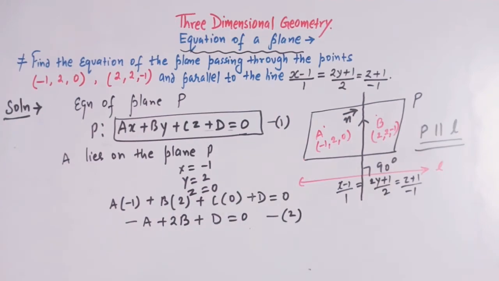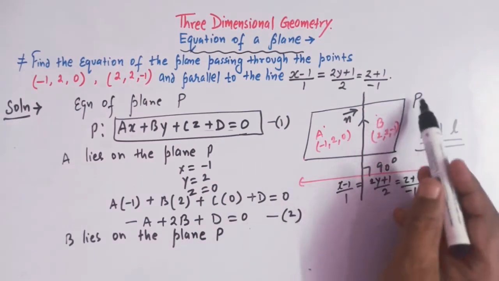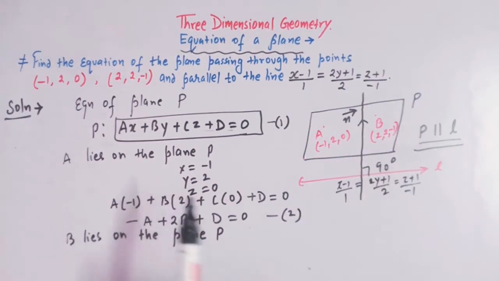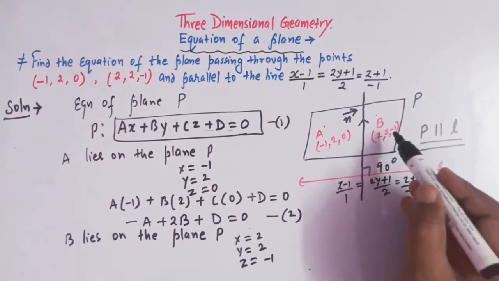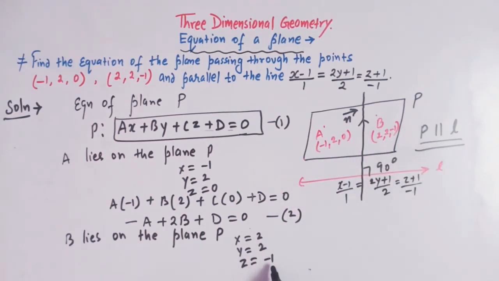Okay, now let us take this point B. So B lies on the plane P, right? So when this point B lies on this plane P, then it must satisfy this equation. So again we have x = 2, y = 2, and z = -1, right? So x is 2, y is 2, and z is equal to -1.